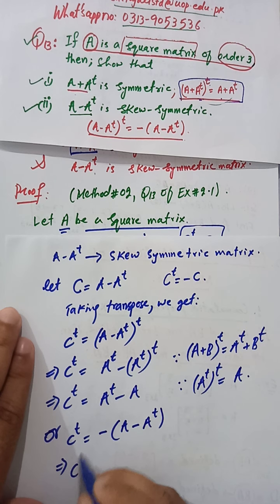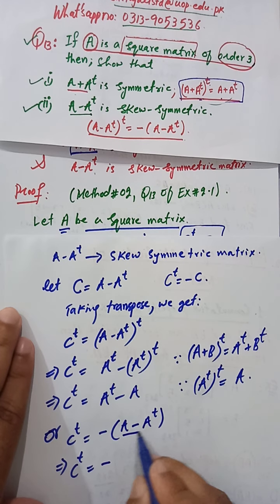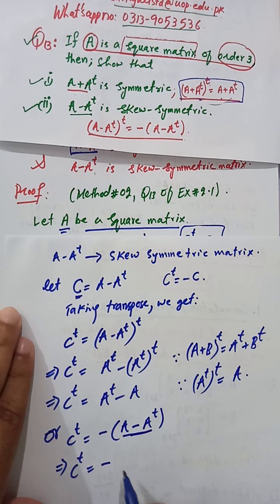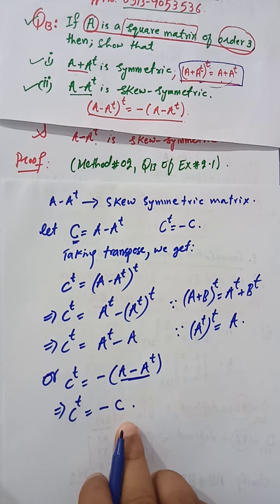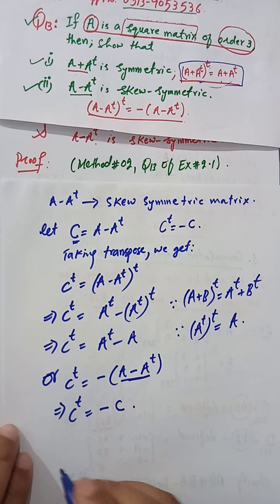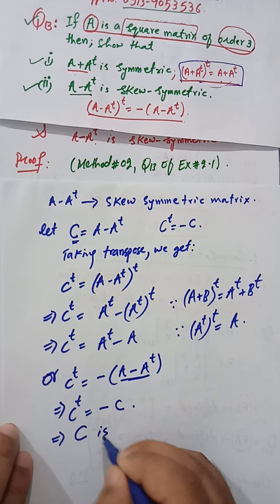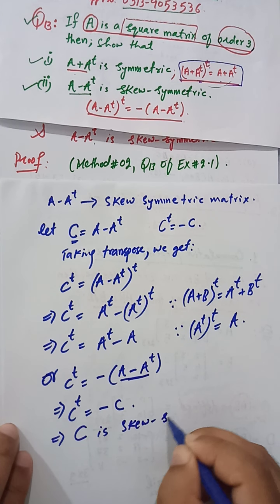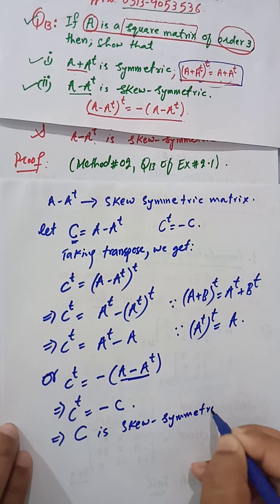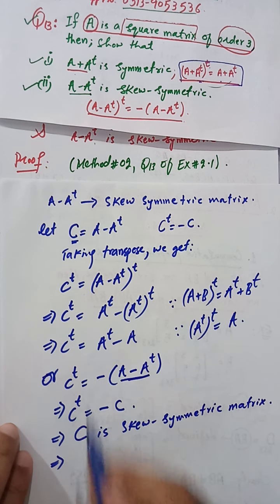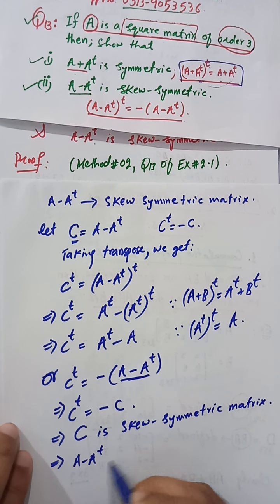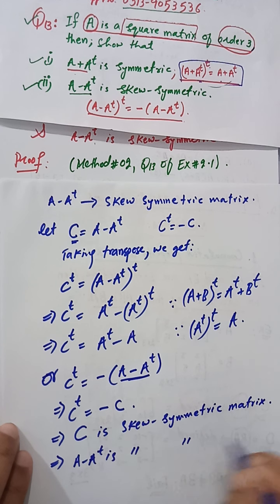So you see that this C transpose is equal to minus, and this A minus A transpose is actually equal to C. So you see that C transpose is equal to minus times C, and you know that when the transpose of a matrix is equal to the negative times of that matrix, then that matrix is said to be a skew symmetric matrix. So this implies that C is a skew symmetric matrix. Now you know that C is actually A minus A transpose. So A minus A transpose is a skew symmetric matrix.